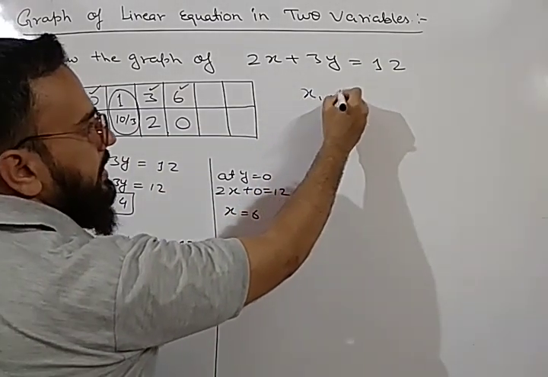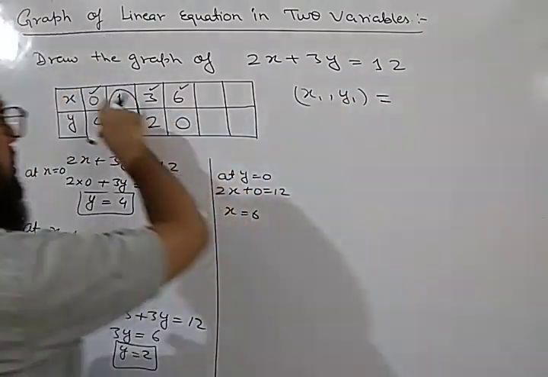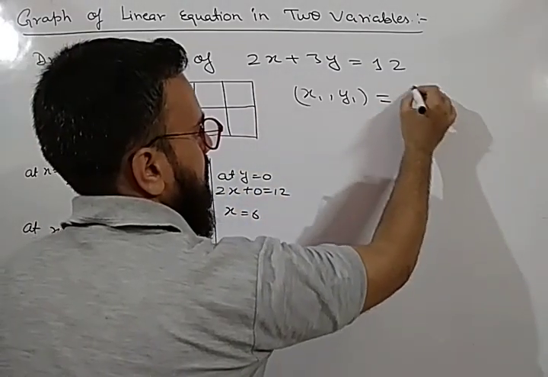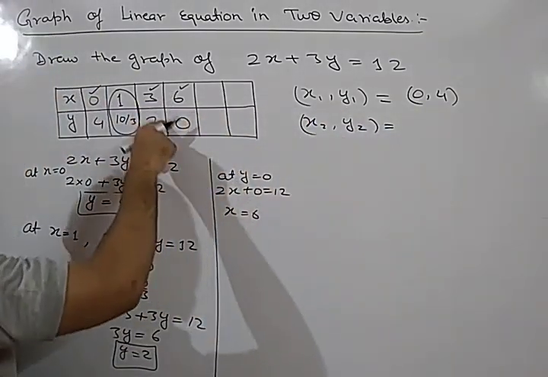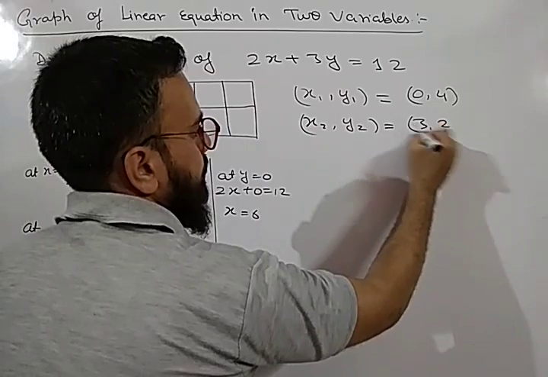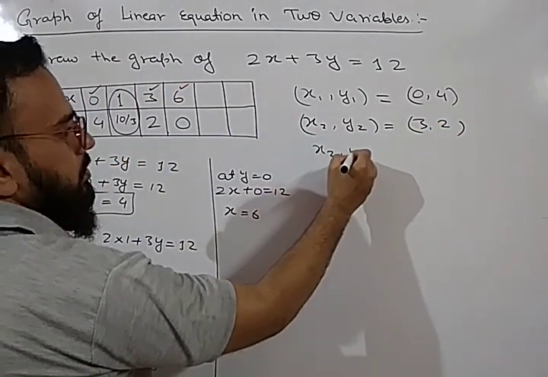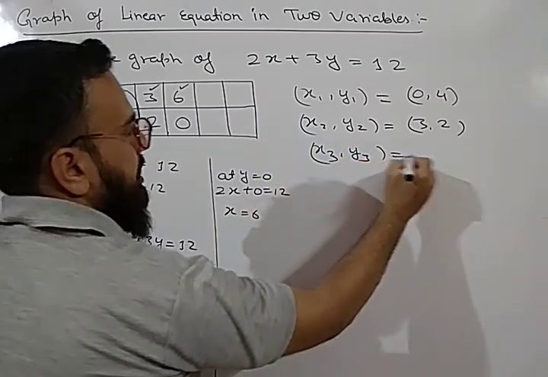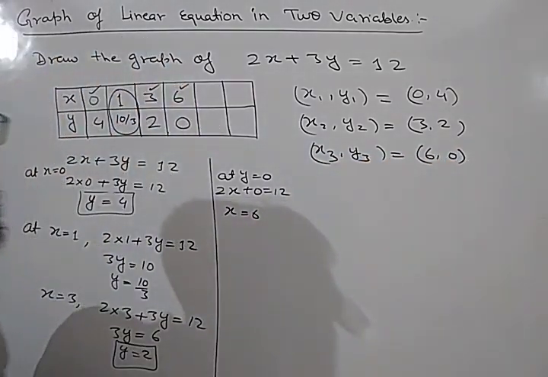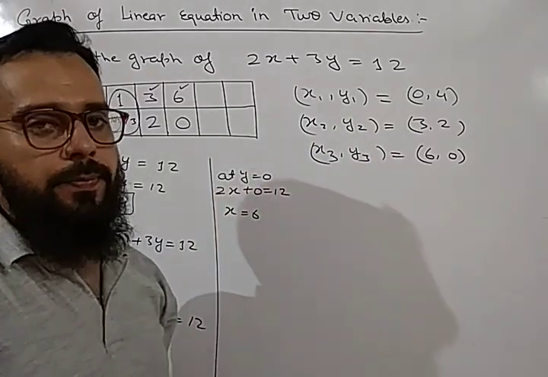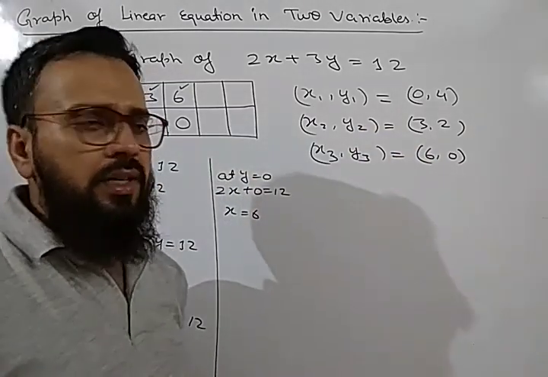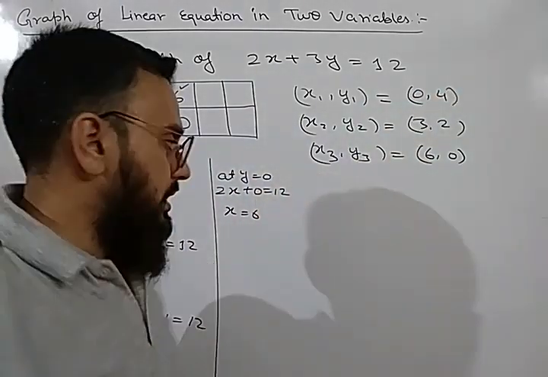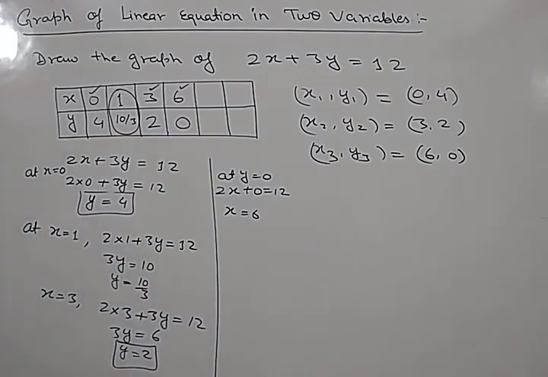What is the first set? We can write it as x1 comma y1, which is equal to 0 comma 4. Then we get second ordered pair x2 comma y2. We are taking 3 comma 2. Then third ordered pair is x3 comma y3, which can be written as 6 comma 0. So we have got these 3 ordered pair. If we get only 2 ordered pair, then also we can draw the graph. But here we got 3, then it is more easy to draw the plot. So first note it down, then we are going to draw the graph.